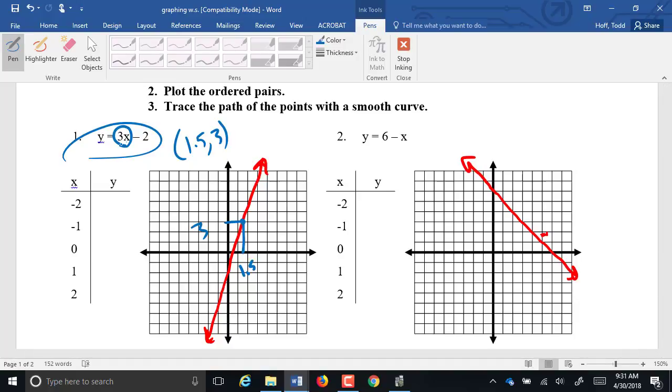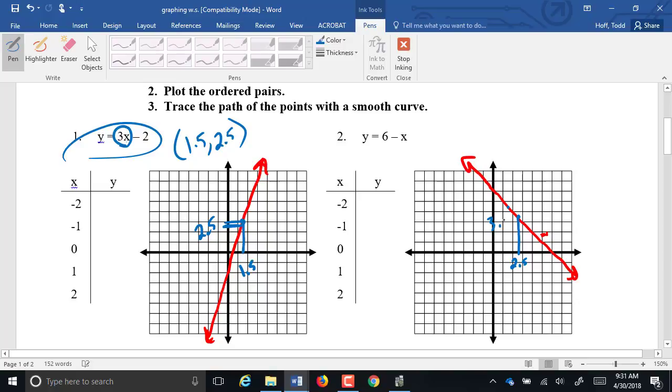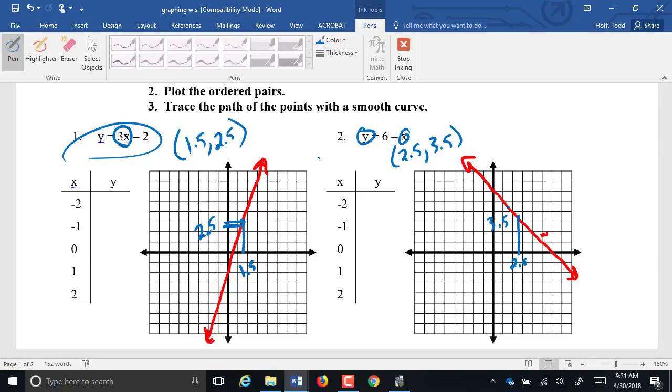Something's a little bit off there, but actually it wouldn't be 1.5, 3, it'd be 1.5, 2.5. I just traced it wrong on my graph. So that would be a solution to that equation. Every point on there, like this point right here, is 2.5 for x and 3.5 for y. 2.5 comma 3.5. If I put 2.5 in for x, y should be 3.5. Every point on either of those is a solution to the equation it goes with.